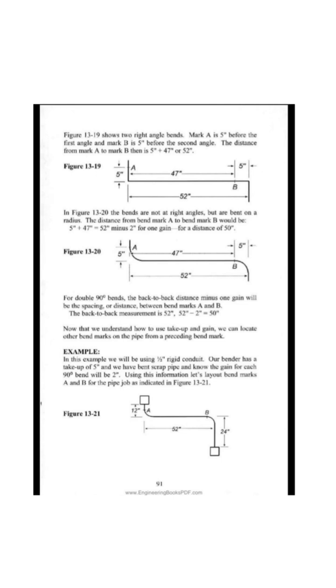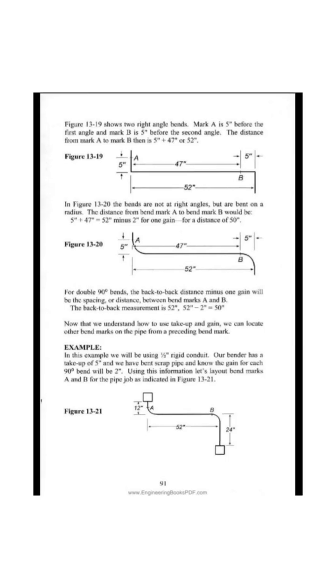In figure 13-20 the bends are not at right angles, but are bent on a radius. The distance from bend mark A to bend mark B would be 5 inches plus 47 equals 52, minus 2 inches for one gain for a distance of 50. For double 90 degrees bends, the back-to-back distance minus one gain will be the spacing, or distance, between bend marks A and B. The back-to-back measurement is 52 inches, 52 inches minus 2 inches equals 50.